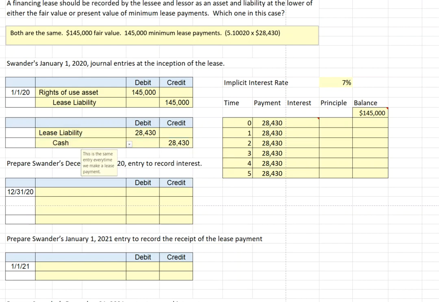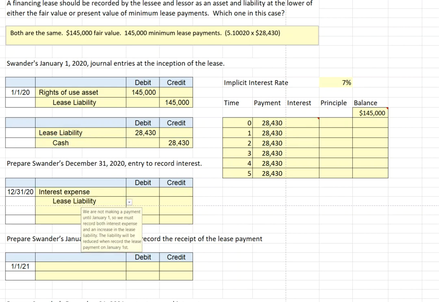On December 31st, we're going to need to record interest expense. And we will debit interest expense and credit the lease liability. Again, we're not making a payment until January 1st, so we're going to need to record both the interest expense and an increase in the lease liability. We will then reduce this liability when we make a payment on January 1st.